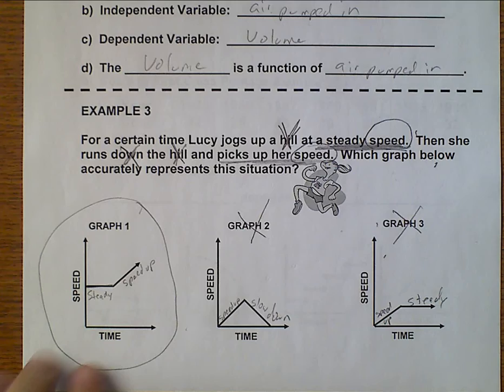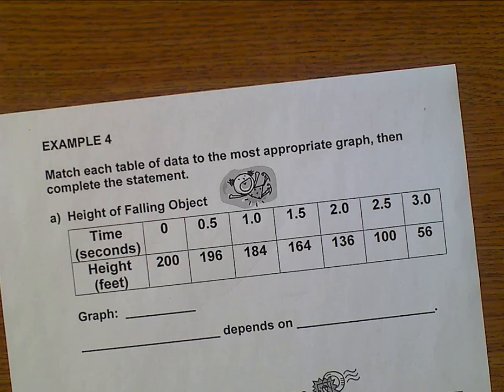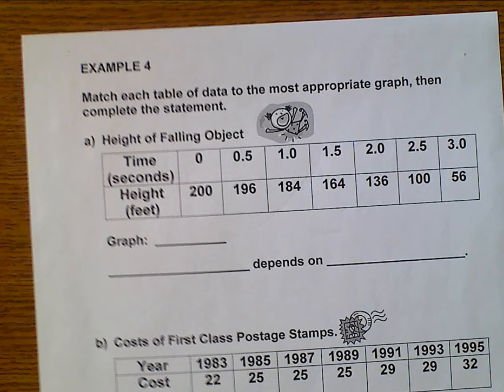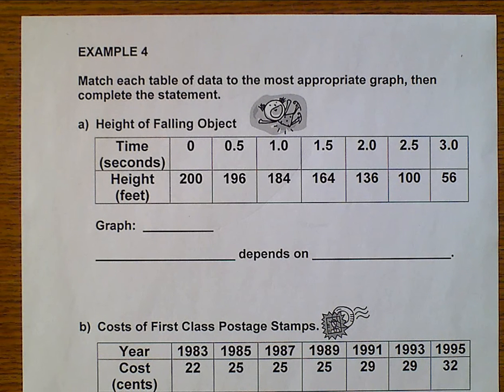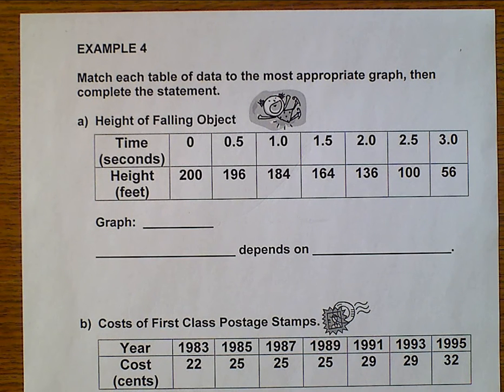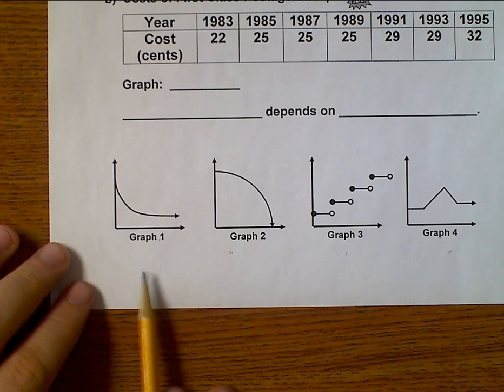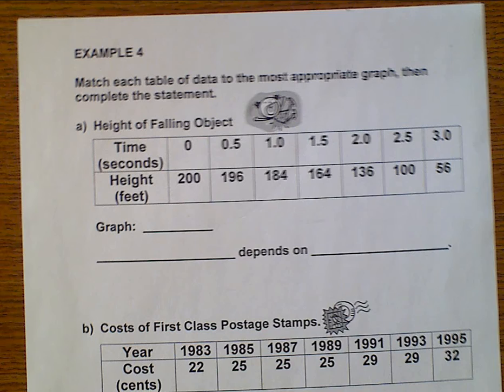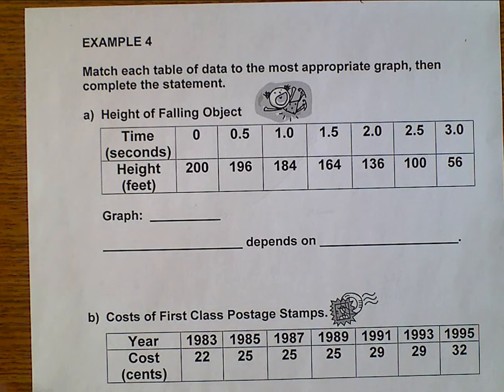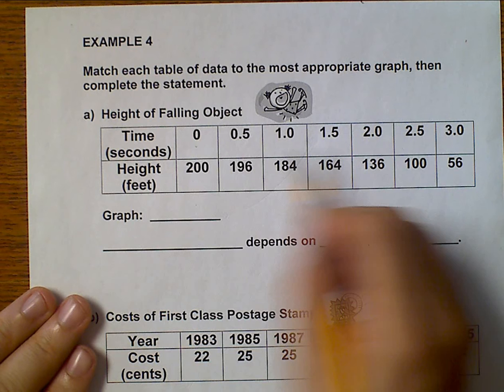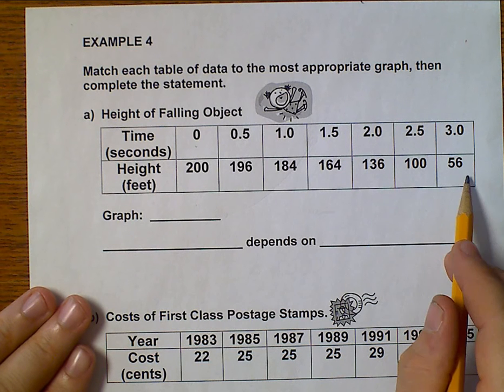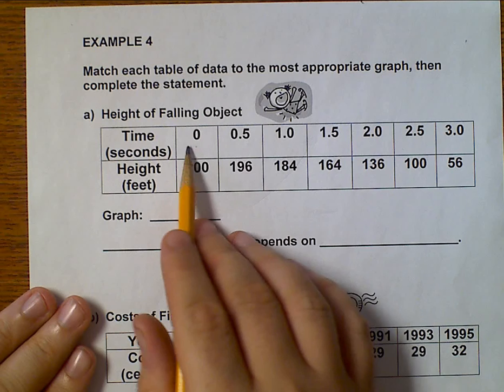Let's go ahead and take a look at our next example. Here we're given a table and we're trying to figure out what this is. So I've got graphs 1, 2, 3, and 4 at the bottom of the page, and I want to identify which of these 4 matches example A. So height of a falling object, as this goes up, it looks like that this is going down. So as we go higher, we go down.